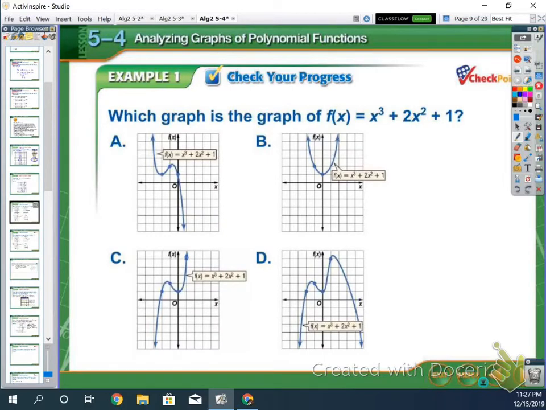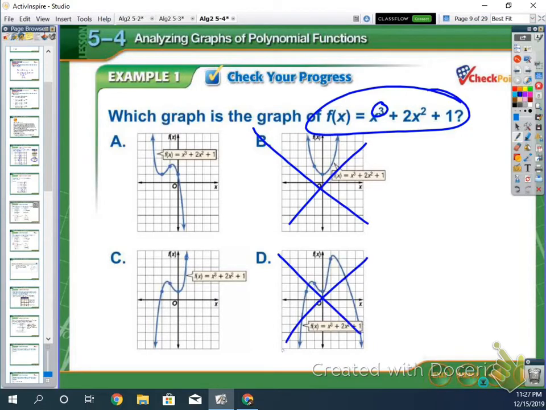All right, so looking at this one, which graph is the graph of f of x equals x cubed plus 2x squared plus 1? So you should be thinking about different things. The first thing that's hopefully jumping out at you is that two of these look like they're odd, and two of these look like they're even. And if we look at the polynomial we were given, it's of an odd degree, right? It's of degree 3. So you should be able to eliminate two options right now, which would be B and D. Those both look even. So it's either A or C, right?